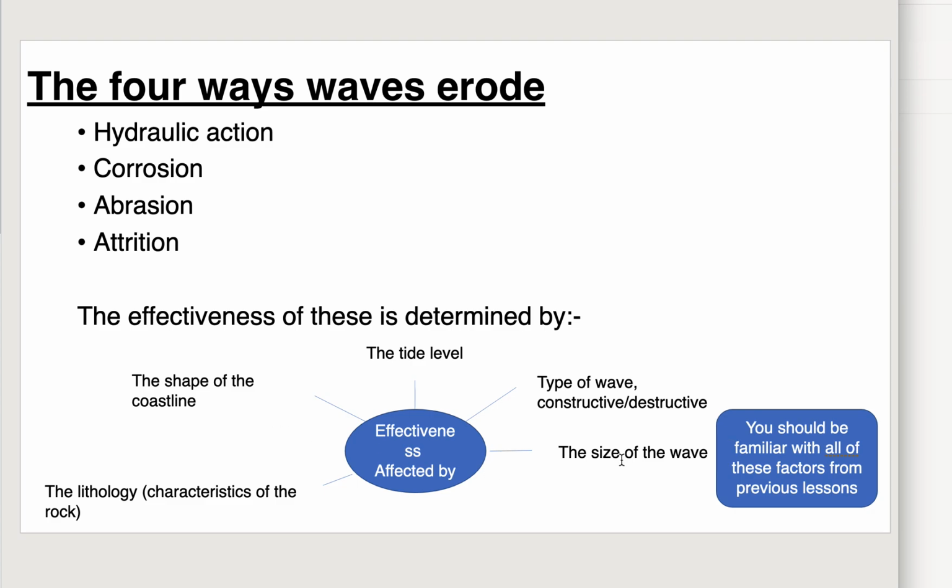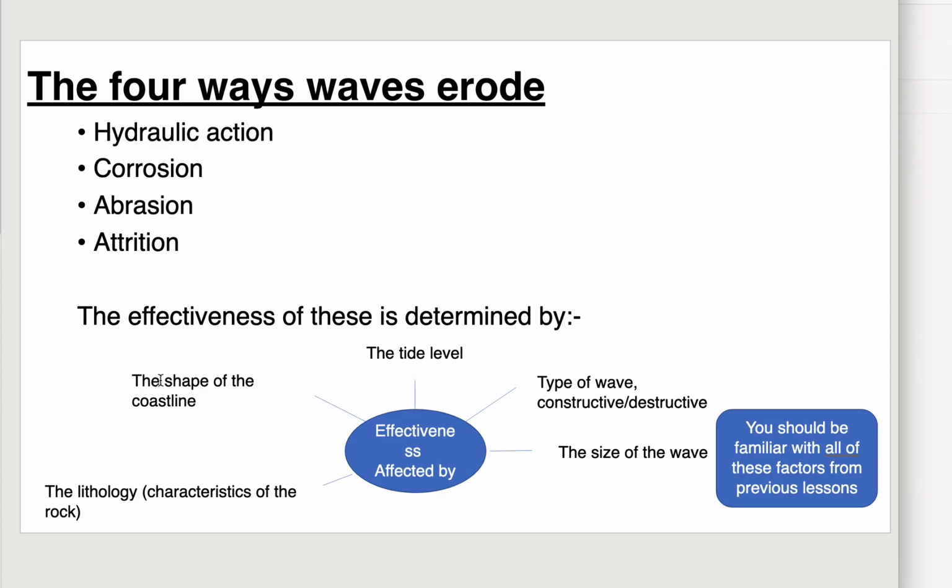So is the wave big? Has it got a big fetch? Is it a destructive wave? The tide level. At high tide, clearly there is going to be more chance for the waves to erode the coastline than at a low tide, where it might not even reach the cliff. It might only reach a beach perhaps, or other feature on the coastline.